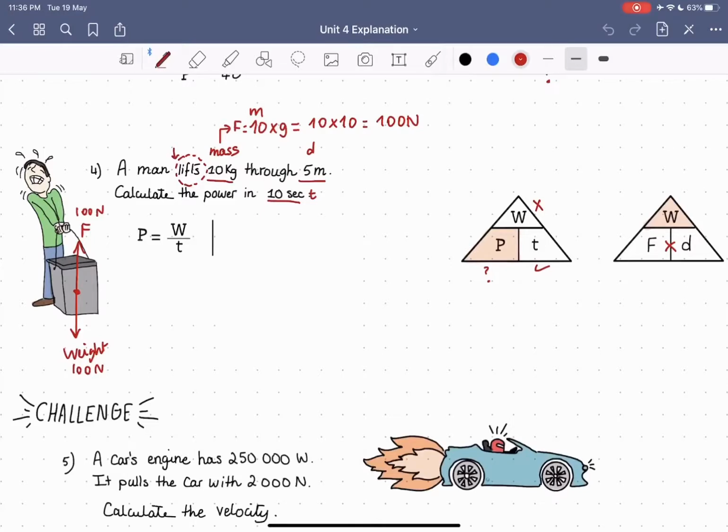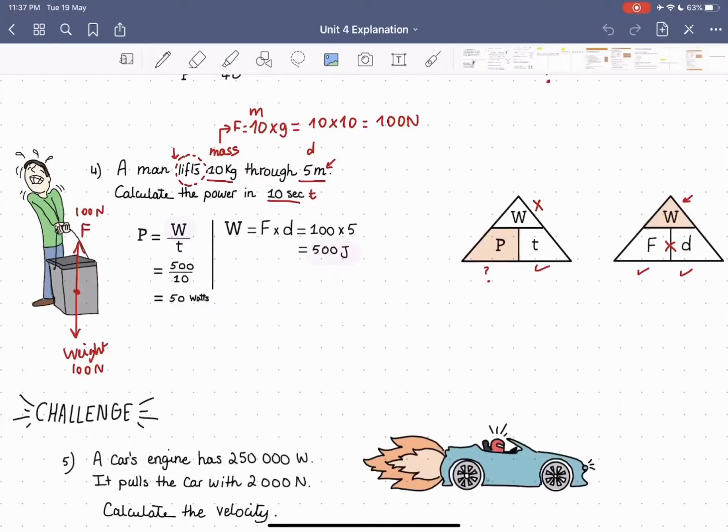Now this man will lift the object 5 meters. So now we have the force and we have the distance. We can easily get the work. So the formula is work is equal to force multiplied by the distance. That's 100 times 5. That's 500 joules. Now we can take this in order to use it in our formula. And so power is equal to 500 upon 10. That's 50 watts.